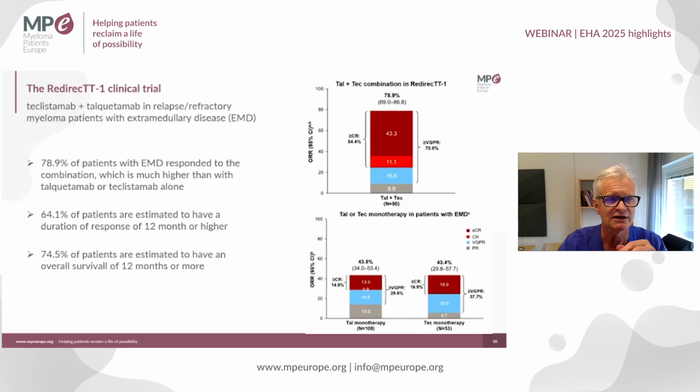And in this study, they showed that almost 80% of the patients did respond to this treatment, and they could see that this was much better than when you used talquetamab or teclistamab as monotherapy, as you can see on the right hand side of this slide, where you have the combination above and the monotherapies below. So again, very promising data, and for a group of patients where we definitely have unmet medical needs. So interesting.